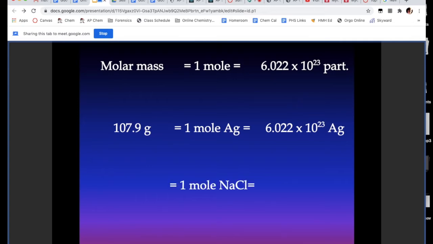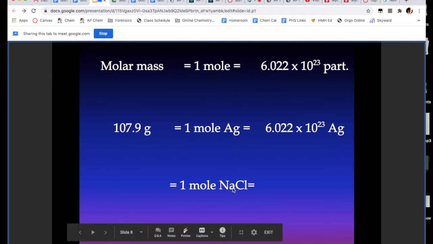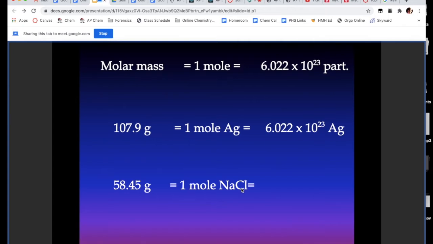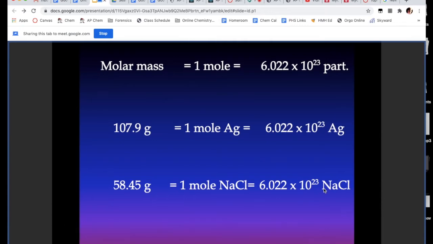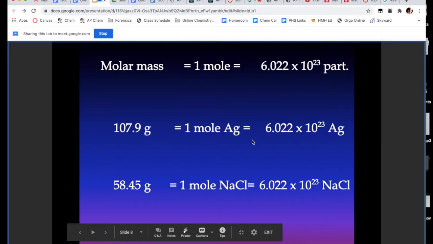If you had a compound, same idea. 1 mole would be the Na and the Cl, so that's 58.45. How many particles would that be? Well, particles is generic. That would actually be molecules this time, but it'd be the same number of particles. So whenever we say a mole, it's always the mass. Whenever we say mole, it's always particles, of which is Avogadro's number.